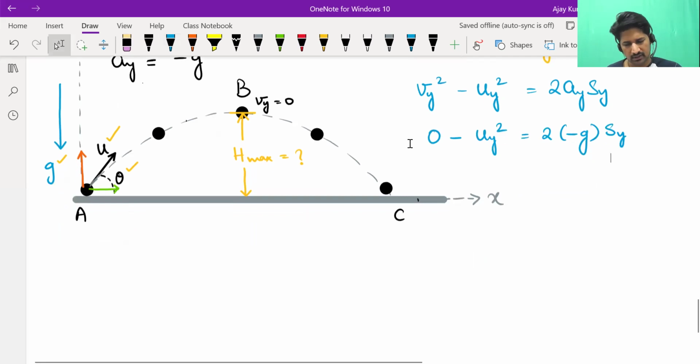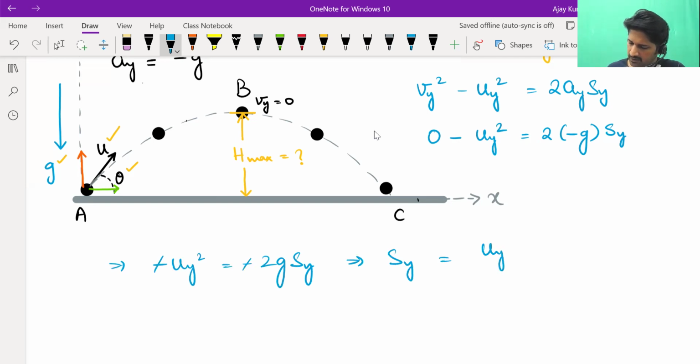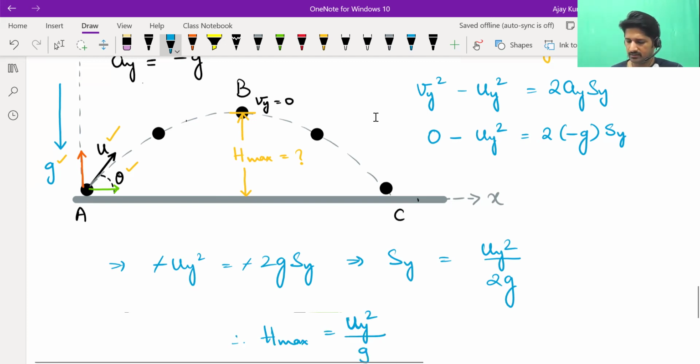Listen, all of you. You should be able to tell the answer in terms of components also. You'll understand why. So effectively, you get minus uy square is minus 2g sy. Minuses cancel. So sy, displacement in y direction, becomes uy square by 2g. Therefore, Hmax of this object is uy square by 2g, that is the square of y component of initial velocity divided by 2g.